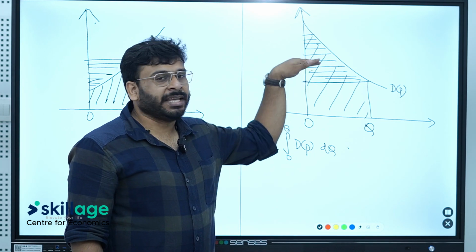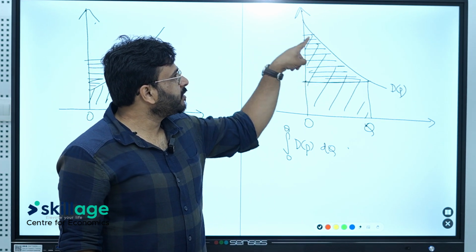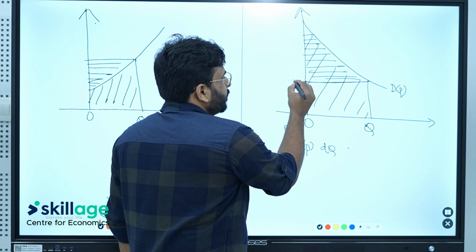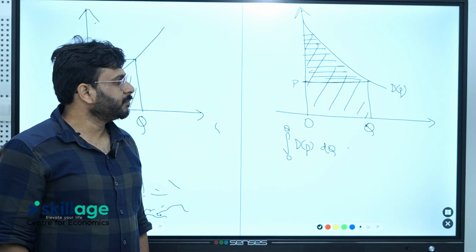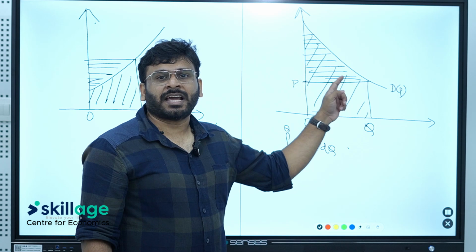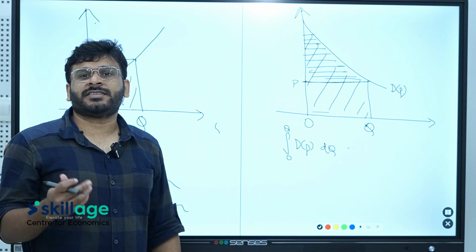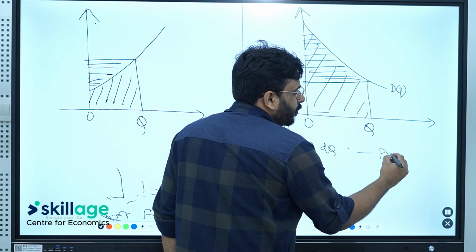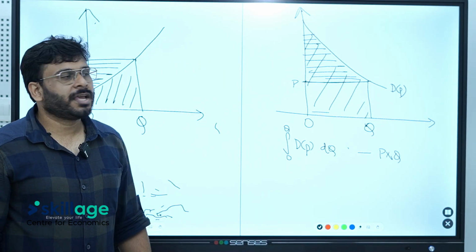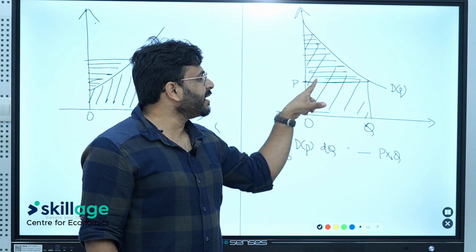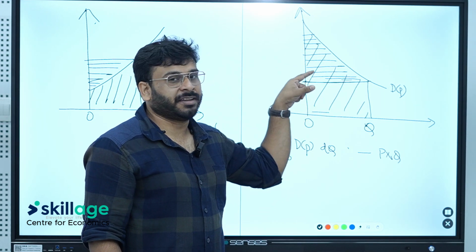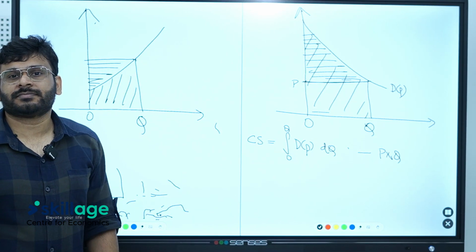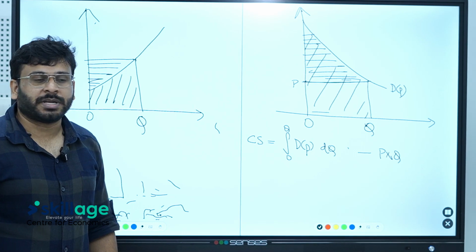But now you don't need the whole area for the consumer surplus. Consumer surplus is only this kind of a triangular area that you have here, right? Now the other thing is, if this is the price, this is nothing but a rectangle, and the area of the rectangle is just length into breadth, or in this case it is nothing but your price into quantity. Now from this whole area, if you subtract this rectangular area, what you are left with is this area, which is what you want, which is your consumer surplus, right? As simple as that.